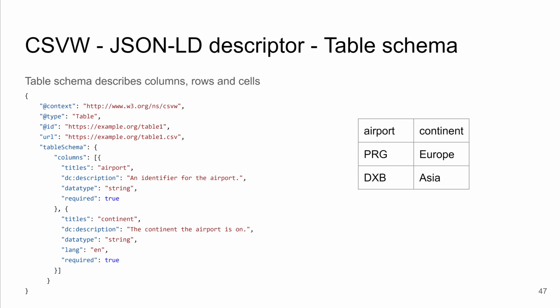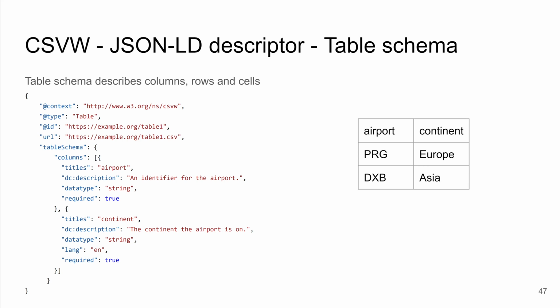And each column here has a titles key, which contains the string which is used in the header in the CSV file. As we'll see later, there may be multiple values of this, but so far it is enough to say that the value of the titles key corresponds to the text which is in the actual CSV file as the column header. And then we have again a description, which is just an annotation, and then we define the data type. So in this case, the airport is a string. And the required key here says whether or not it is required for a row to have a value in this particular column. So the airport column has required set to true, which means that every row needs to have a value in the airport column.